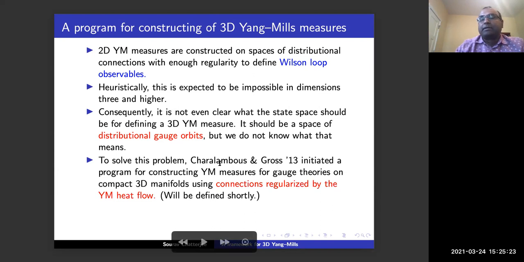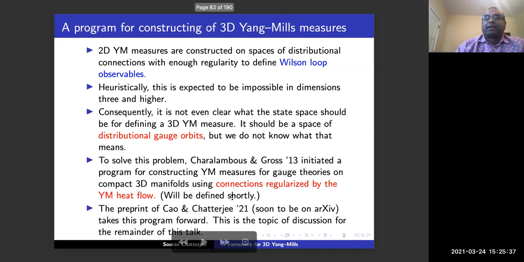To solve this problem, Charalambous and Gross in 2013 initiated a program for constructing this Yang-Mills measure for gauge theories on compact 3D manifolds using connections regularized by the Yang-Mills heat flow. I'll define this shortly. And this paper that we are writing, which will hopefully soon be on arXiv, takes this program forward. The Charalambous-Gross paper was originally posted in 2010 and came out in 2013, so it's about 10 years old. In the remainder of this talk, I'll explain what's going on here, what the main idea is, and what progress we have made. Okay. Any questions?